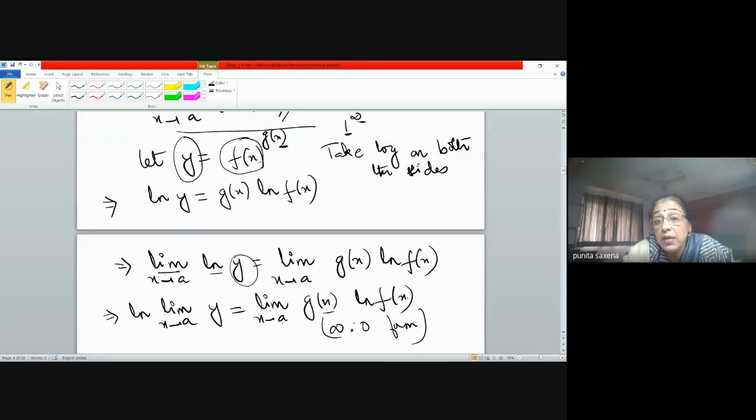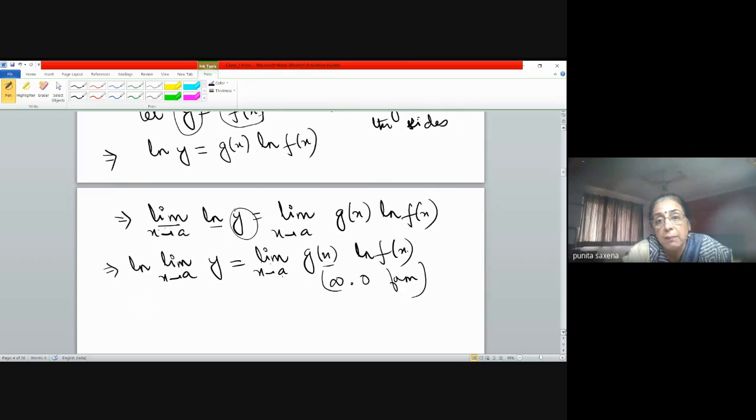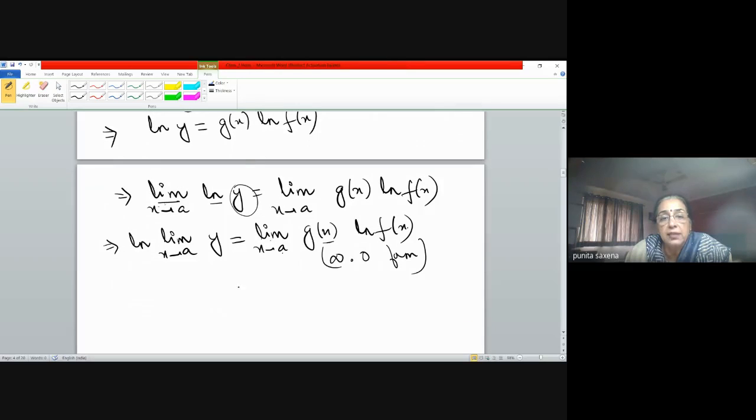Still not 0 by 0 or infinity by infinity. That means I can still not apply my L'Hopital's rule here. Okay. But if I write this as limit extending to a log of fx upon 1 upon gx, can I not write like this? I have to have my gx in the numerator. ये gx मेरे को numerator में चाहिए ना? So in the denominator, I write it as 1 upon gx.